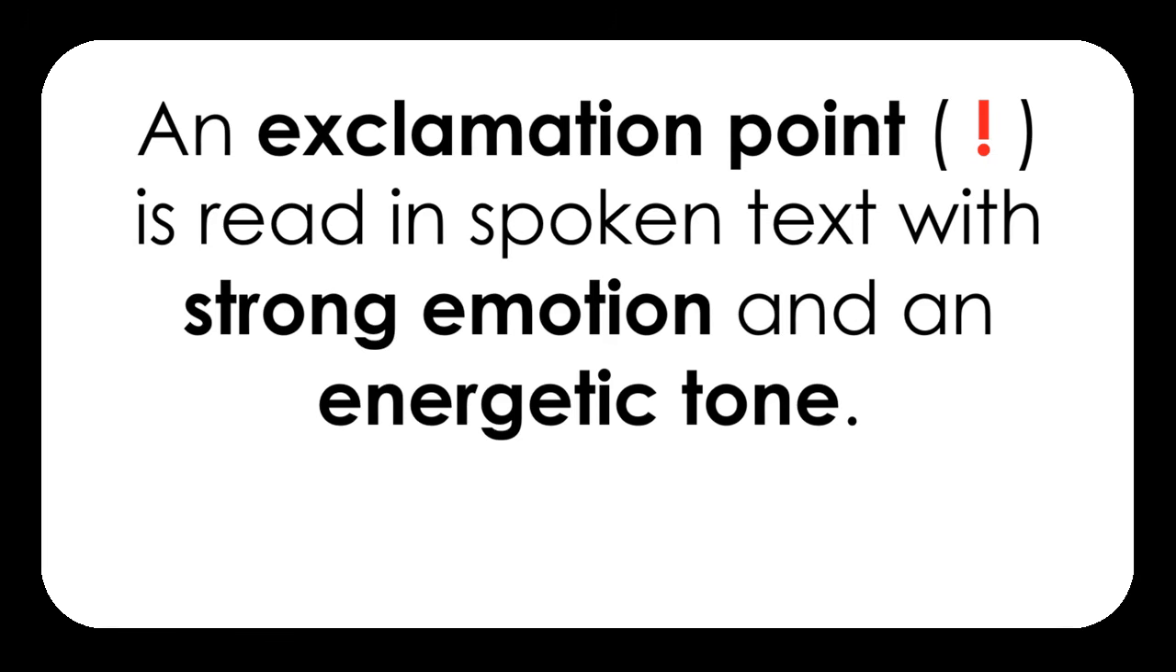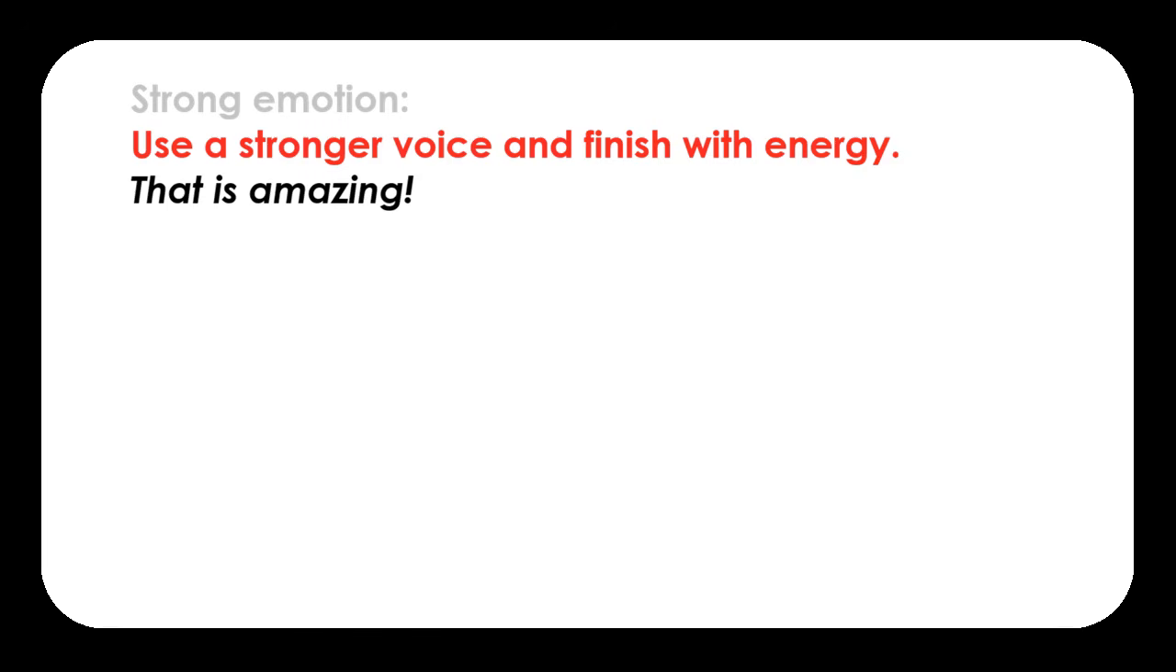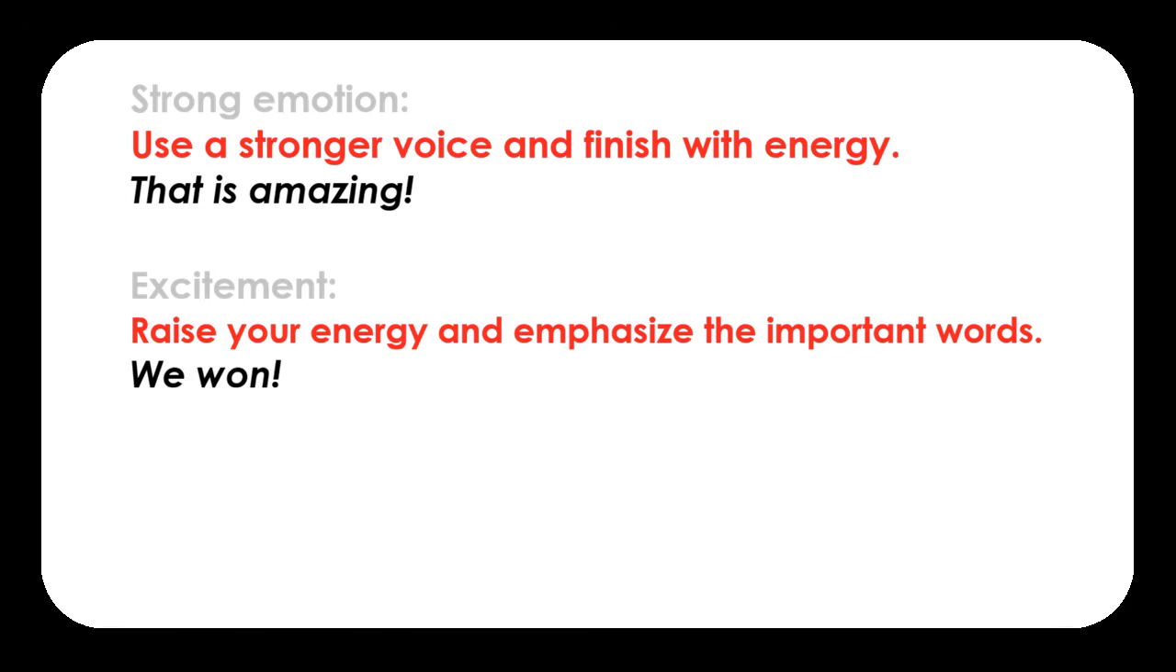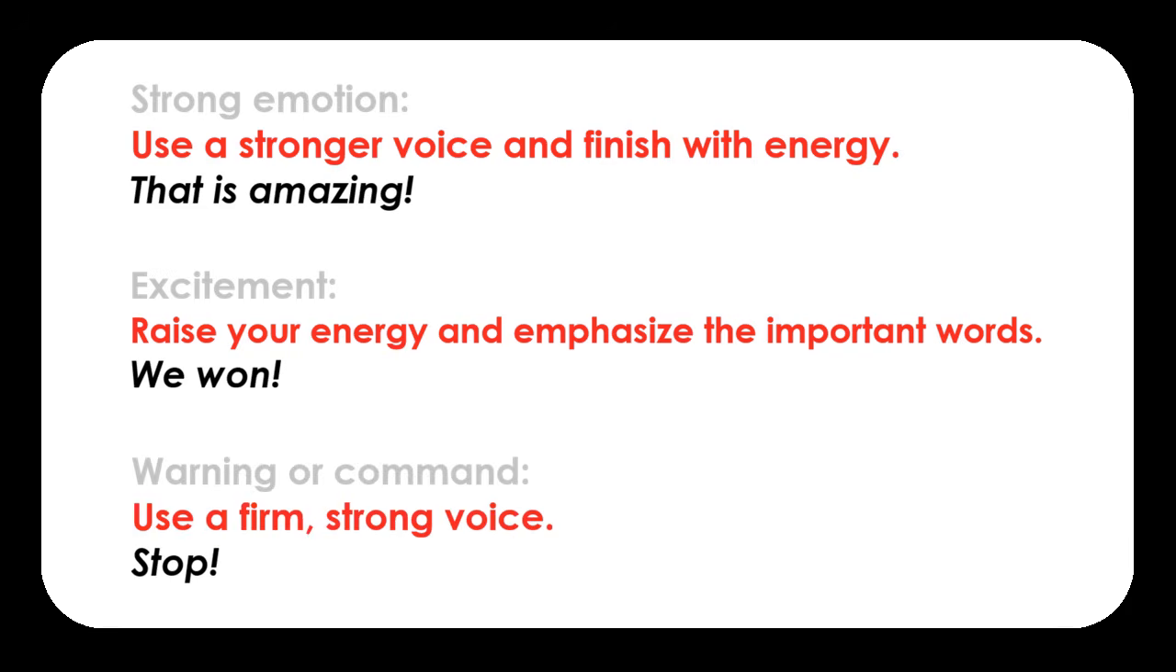An exclamation point is read in spoken text with strong emotion and an energetic tone. It can show excitement, surprise, anger, fear, or another strong feeling. For strong emotion, the reader uses a stronger voice and finishes with energy. For example, that is amazing! For excitement, the reader raises their energy and emphasizes the important words. For example, we won! For warning or command, the reader uses a firm, strong voice.